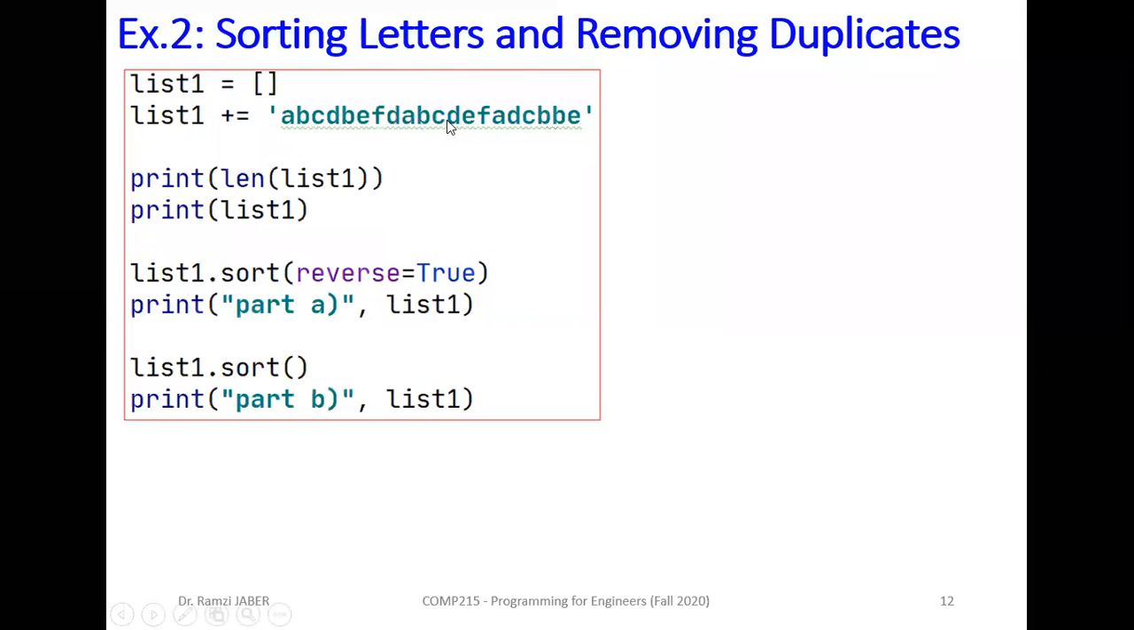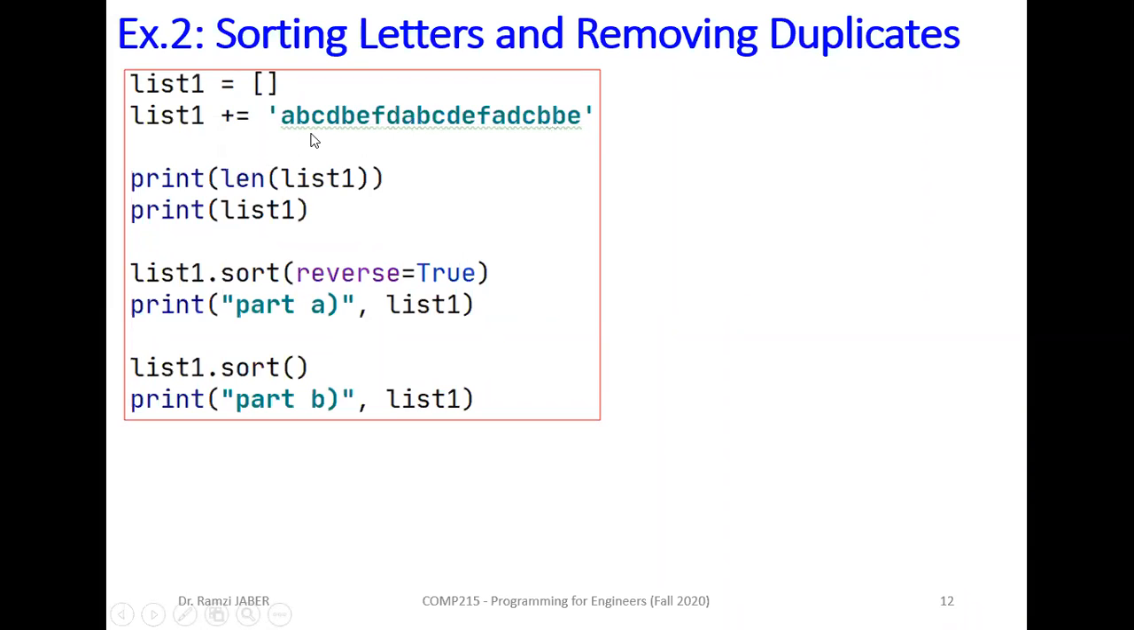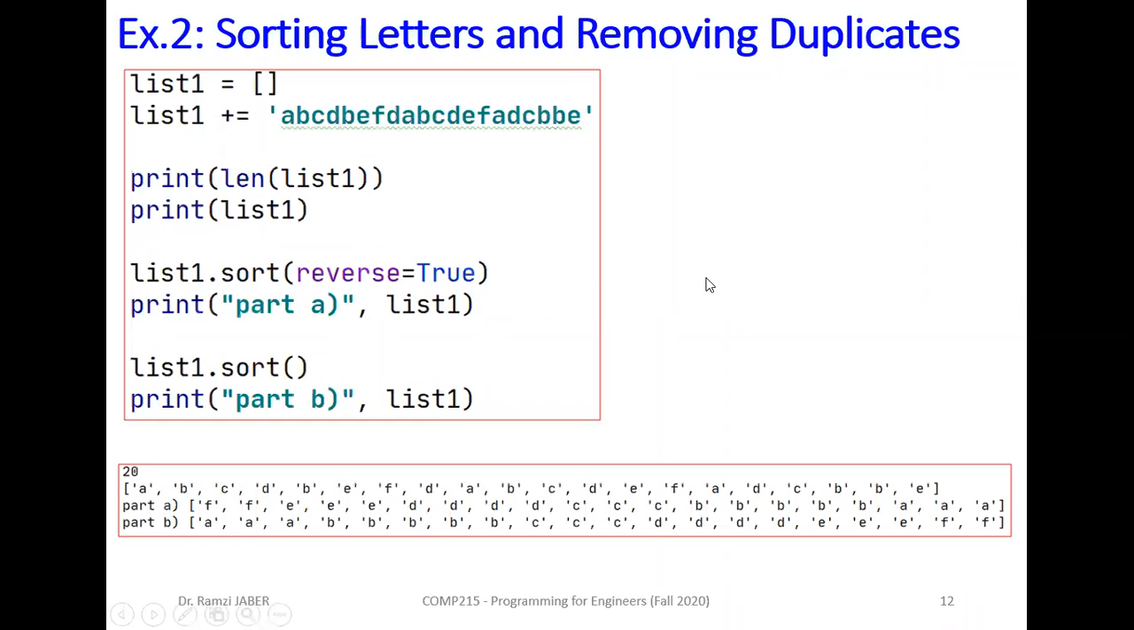So we put in one string of 20 letters between A and F. No space here, no space. One word, 20 letters, with repetition: A, B, C, D, E, F. So the first thing, print len of list. Print len of list1 will be 20.